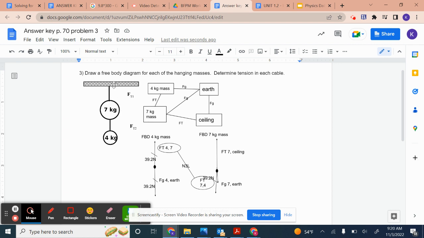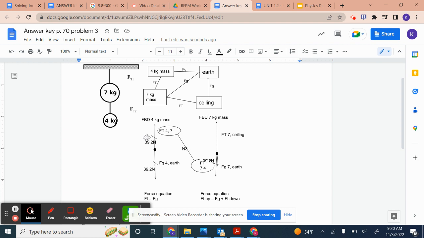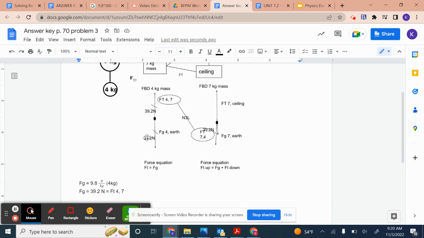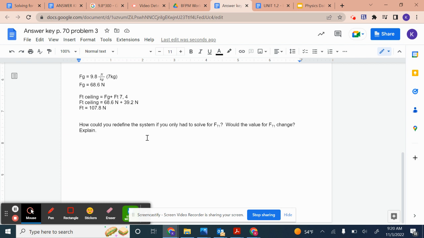If I just wanted to solve for the tension in the top cable that was connected to the ceiling, the easiest way to do that would be to consider that these two masses were one mass combined instead of two separate masses, to treat them as one object together. And therefore, it'd have a mass of 11 kilograms, and there would just be one Fg down and one tension force up. It would be Fg equals Ft. And I would solve for the Fg.